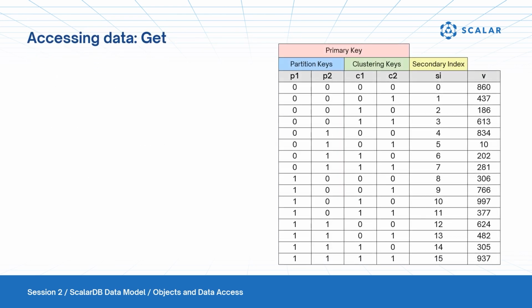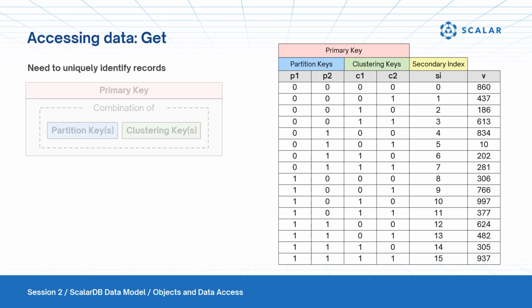ScalarDB's data model is an extended key-value model inspired by the Bigtable data model. It is similar to the relational model, but differs in several ways. This example looks at a table with two partition keys, two clustering keys, one secondary index, and a column V that stores the target value.